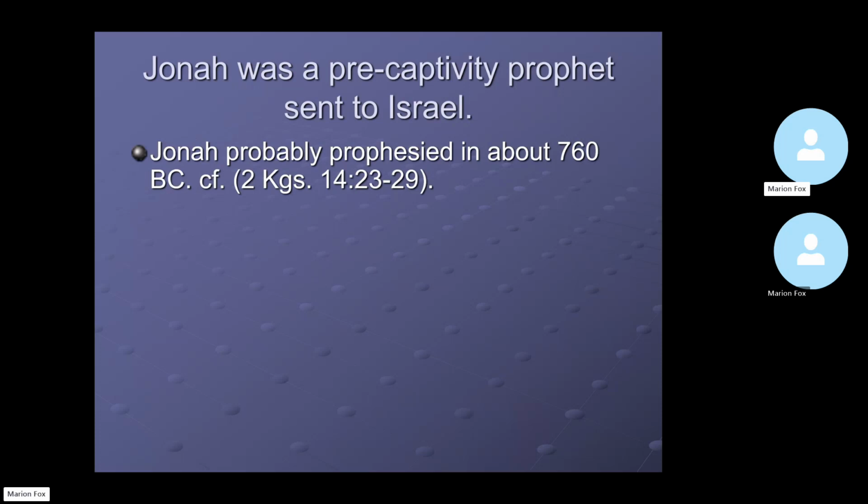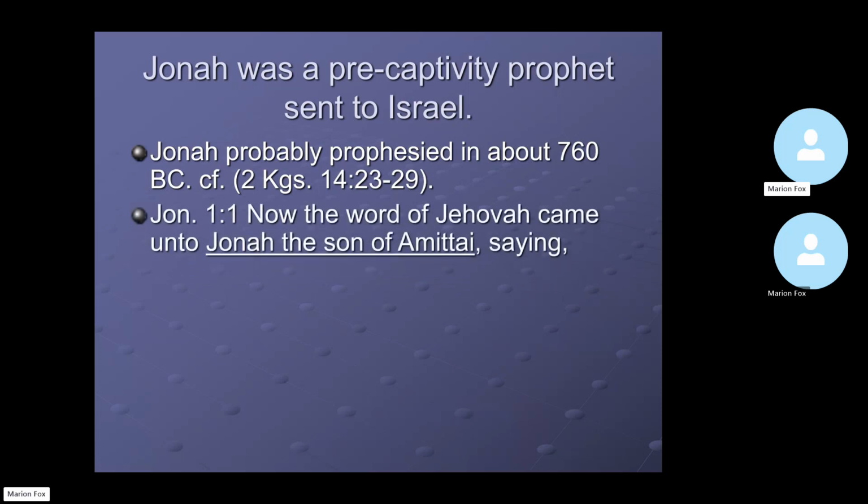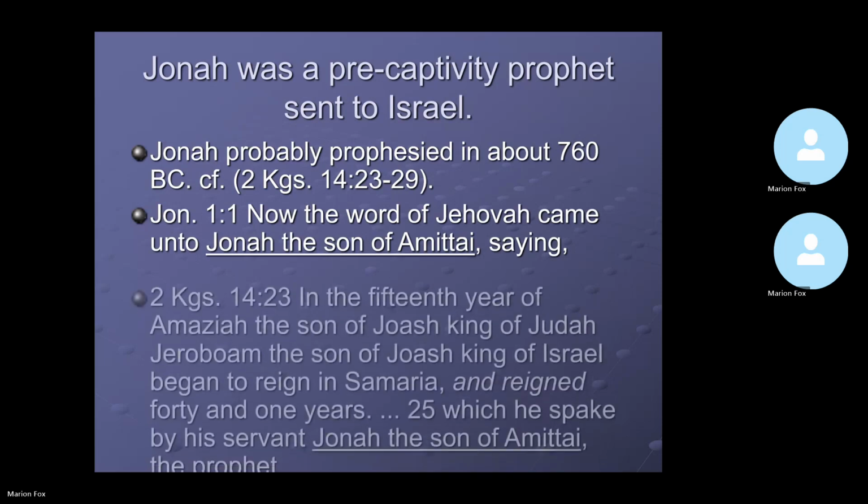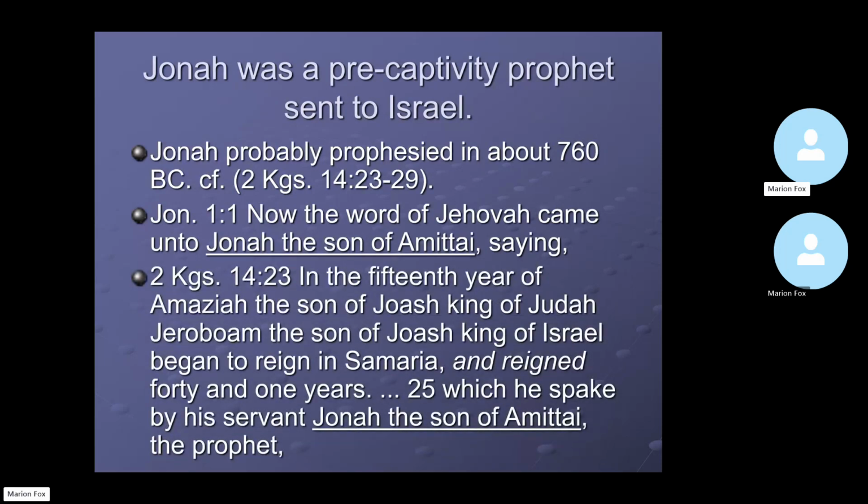Jonah probably prophesied about 760 BC. We get this from 2 Kings 14:23 through 29. Now the word of Jehovah, Jonah 1:1, came unto Jonah the son of Amittai, saying. And we see here he's the son of Amittai. In 2 Kings 14:23, we'll skip verse 24. That's what the three dots mean. You're leaving it out. It's called an ellipsis.